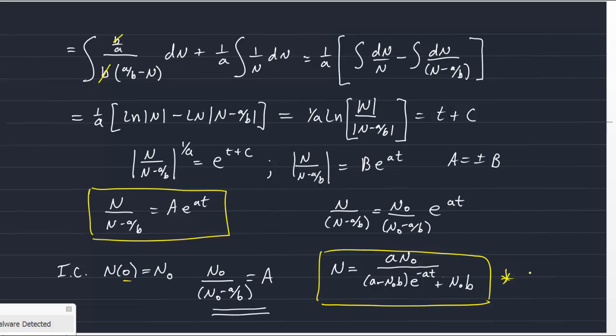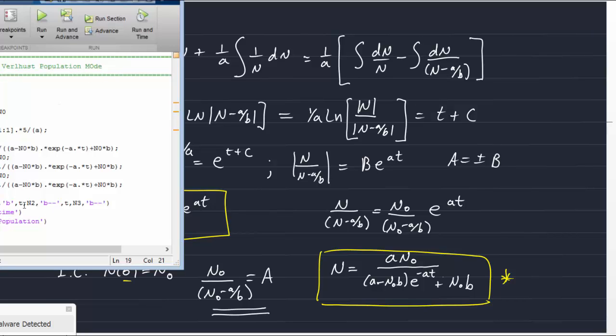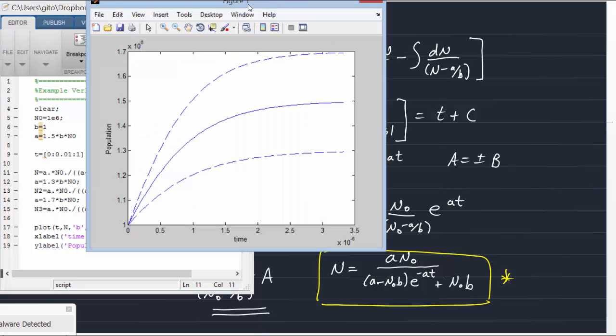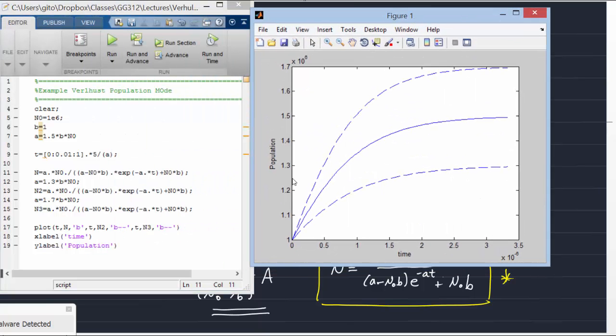Okay, and I wanted to just plot this up, and I used MATLAB to do that. So I wrote this little MATLAB code that evaluates this solution for different values of a and b. And when I run that code, here's the population growth that this model predicts. So my initial population was a million, 10 to the 6. That's n0. And I allowed time to range for a certain amount of time.